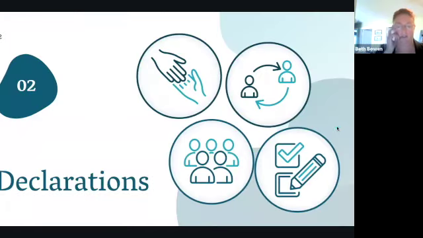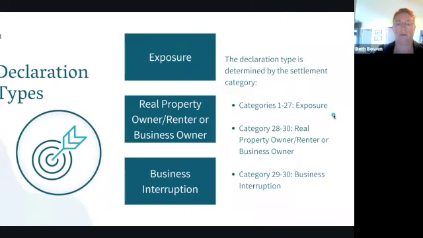Okay, thank you, Channing. So next we're going to move on to declarations. So the first part of filling out the claims package is the claims form that Channing just went over. And the second part are the declarations, and we're going to go through what those are.